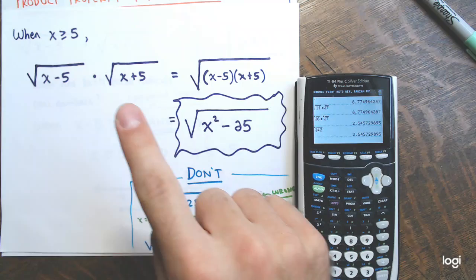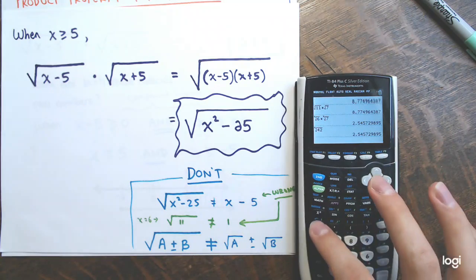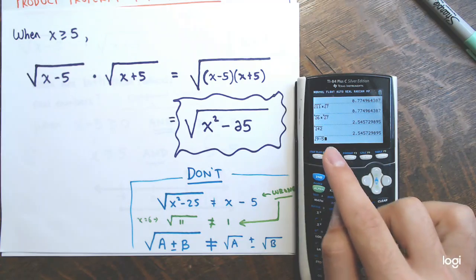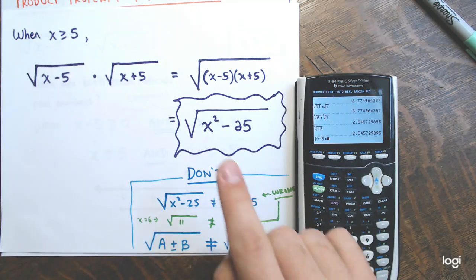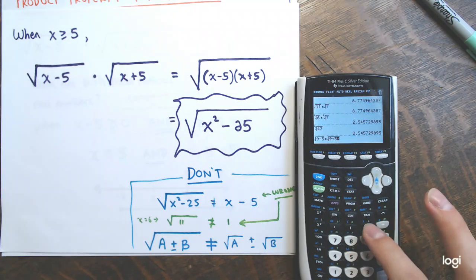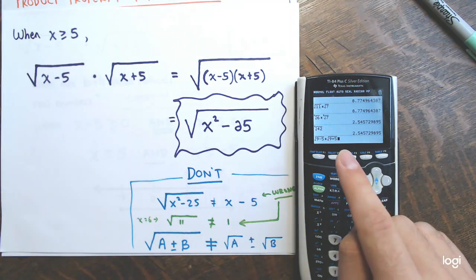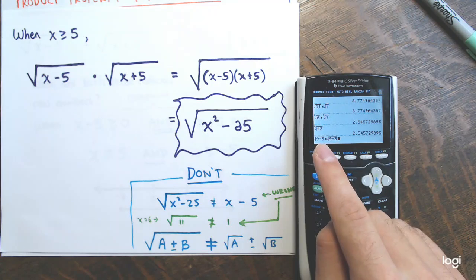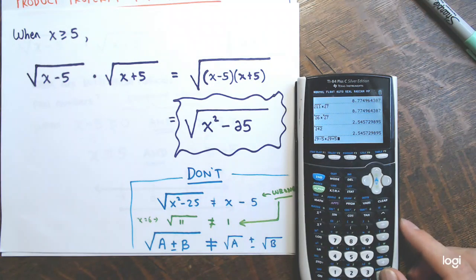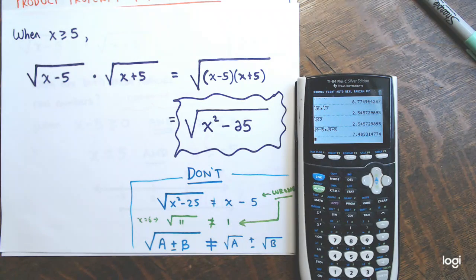So if I plug in 9 for x, we have the square root of 9 minus 5. I know that that's 4, but I'm going to leave it like that right now. And then times the square root of 9 plus 5. All right, so this is the square root of 4 or 2 times the square root of 14, and we're getting 7.4833147774 and so on, right? Crazy decimal, never ends, never repeats.